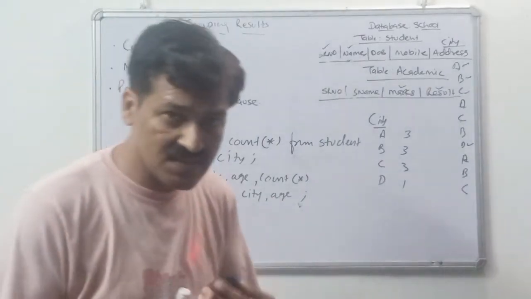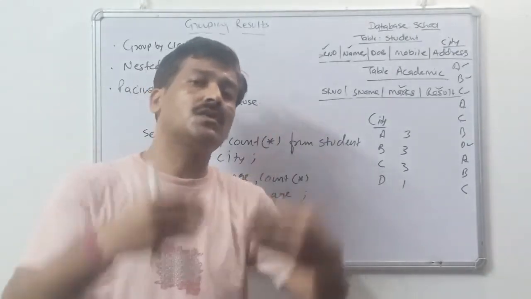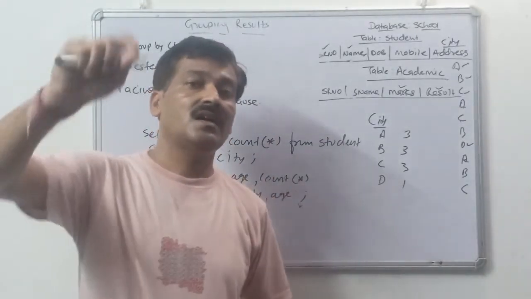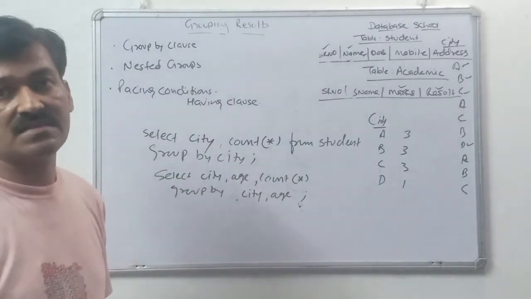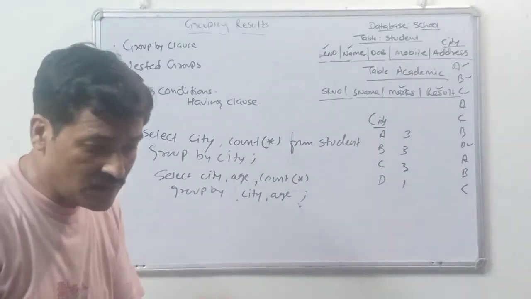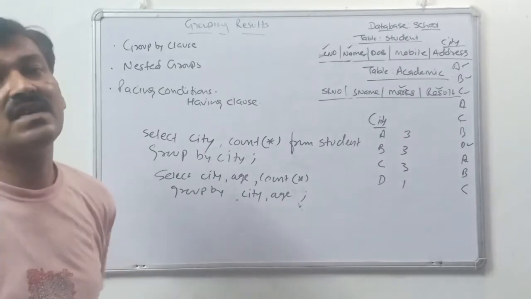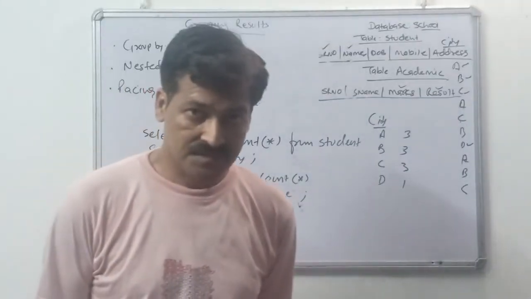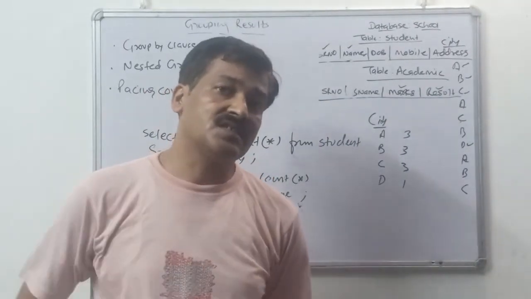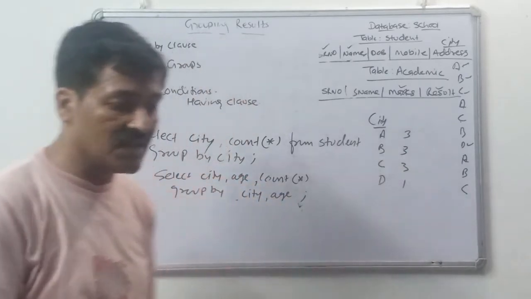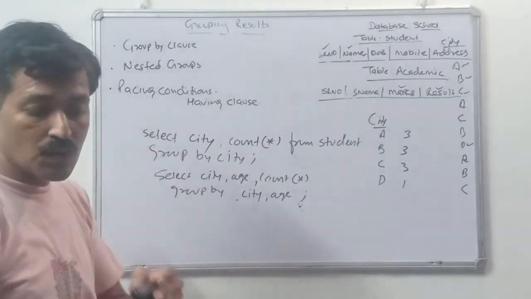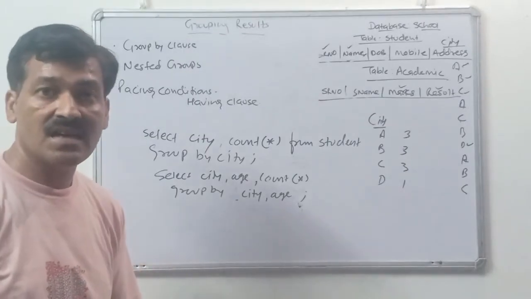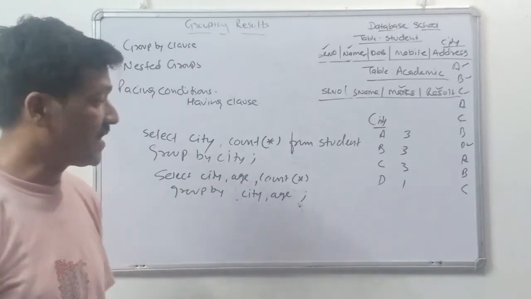If I want to place a condition in where, I can do it for an individual row. Where the roll number is 10, where the roll number is greater than this. But we cannot use aggregate functions in where clause. So to use aggregate functions, we have to use having clause here. If I want to put a condition with group by, then I have to use having.